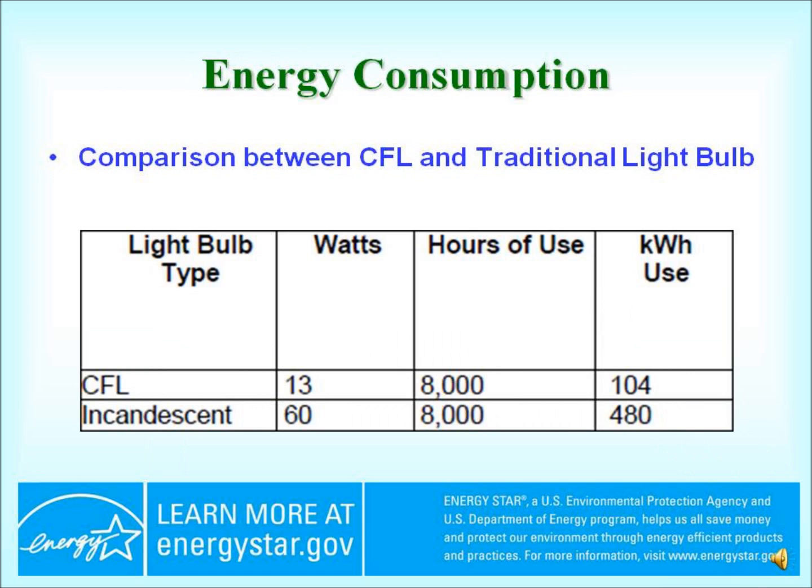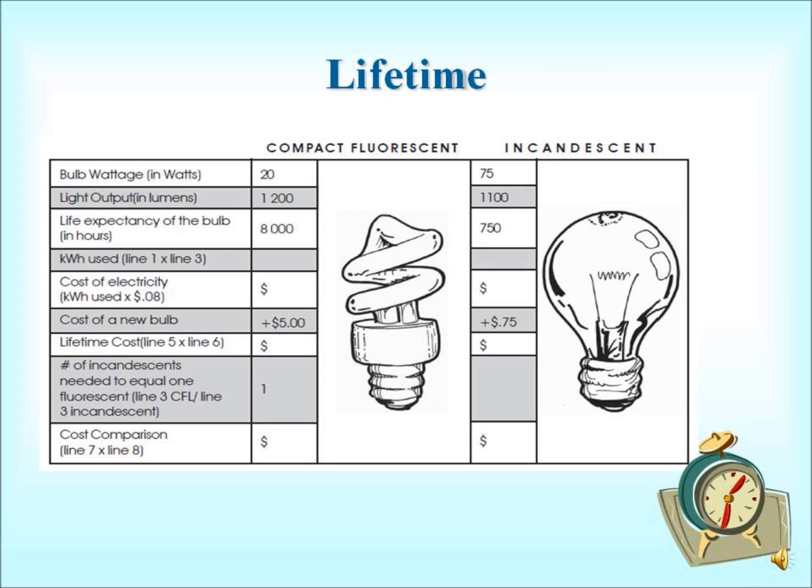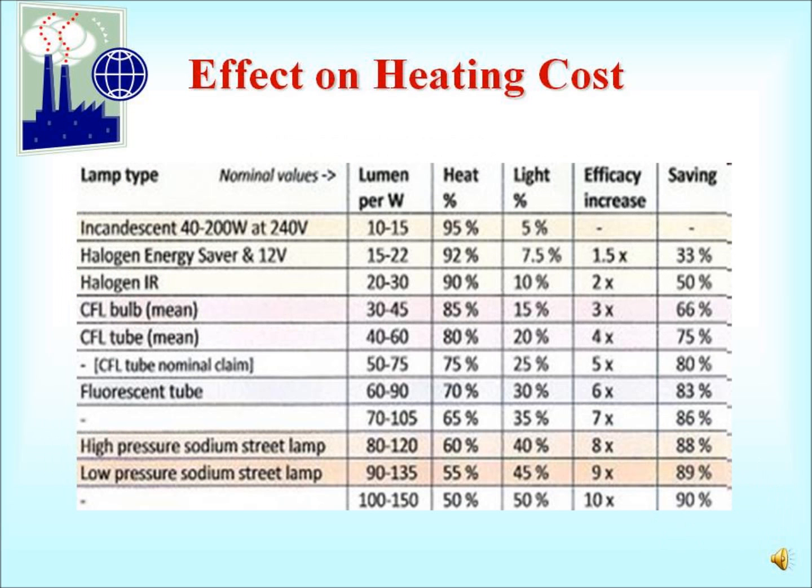Second, we are going to compare the energy consumptions between CFL and incandescent light bulb. Since CFL can run at lower power level, after the same amount of running time, the energy consumption of CFL is about 5 times lower than the incandescent light bulb. Third, we are going to compare the lifetime. The lifetime of CFL is 10 times higher than incandescent light bulb. So even though the price is higher, the CFL is still cost effective in comparison with incandescent light bulb.